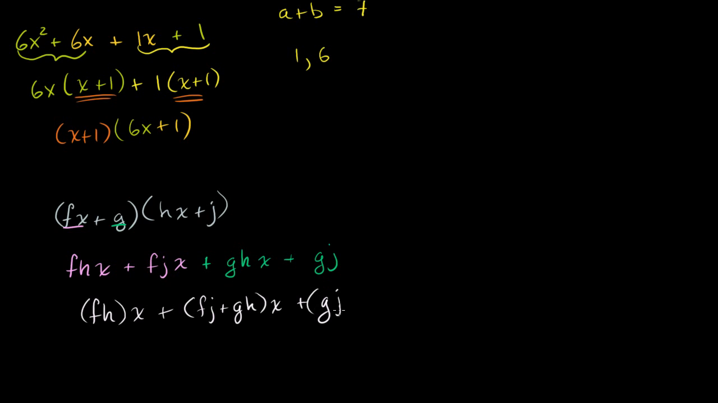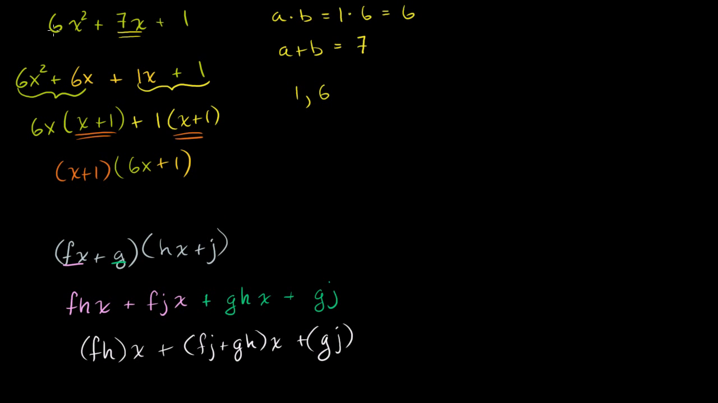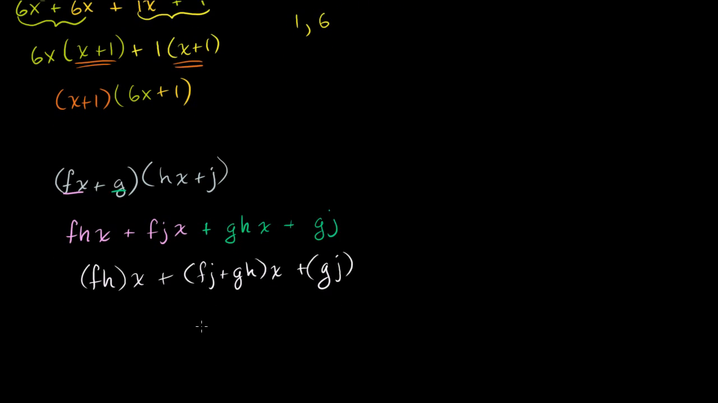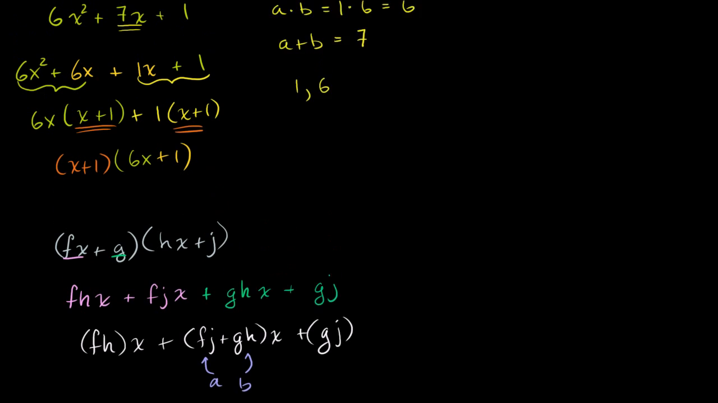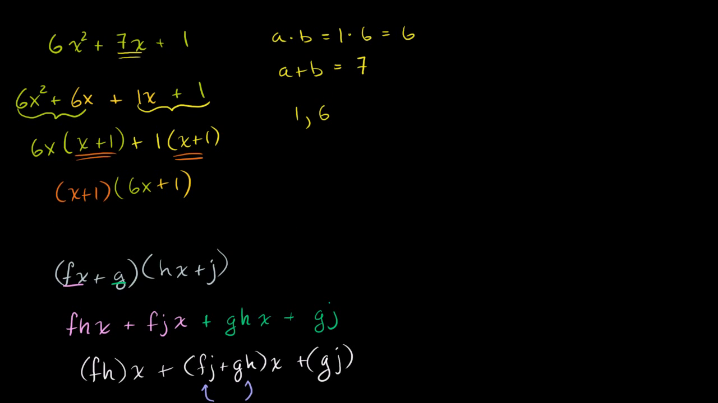Now, what do I do here? Remember, in all of these problems where you have a non-1 or non-negative 1 coefficient here, we look for two numbers that add up to this, whose product is equal to the product of that times that. Let's say that a is equal to fj, and b is equal to gh. So a plus b is going to be equal to that middle coefficient.